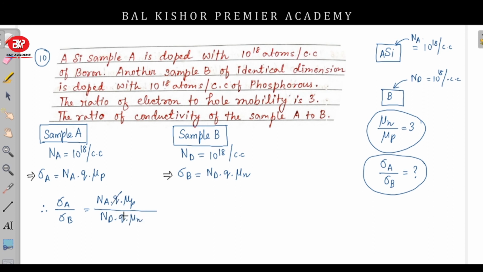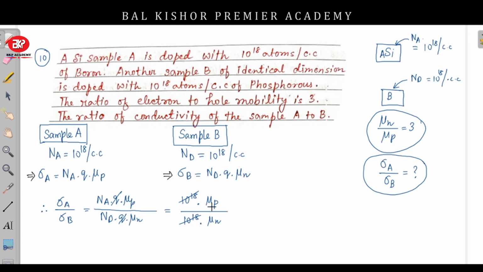So Q will cancel out. So Na by Nd is there. So Na value and Nd value तो मुझे मालूम है. So 10 to the power 18 into 1 by mu p divided by 10 to the power 18 into 1 by mu n. So 10 to the power 18 और 10 to the power 18 कैंसिल आउट हो जाएंगे.